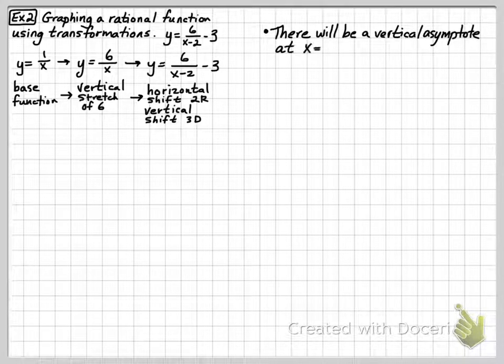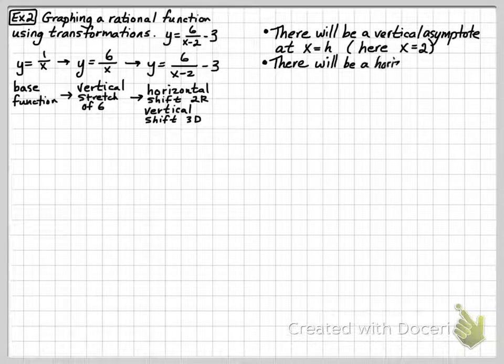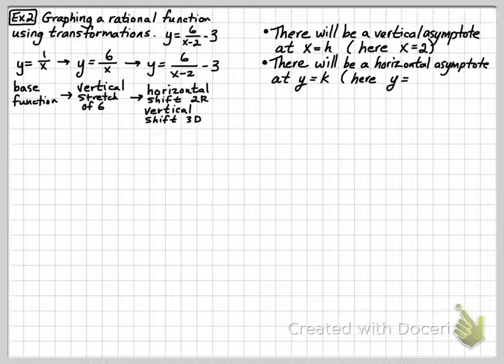So there's going to be a vertical asymptote at x is equal to h. Here it's going to be at x is equal to 2. And there's going to be a horizontal asymptote at y is equal to k. And here, y is equal to k means it's going to be at negative 3. From y is equal to a over x minus h plus k, you can see how those two values fit into our equation.